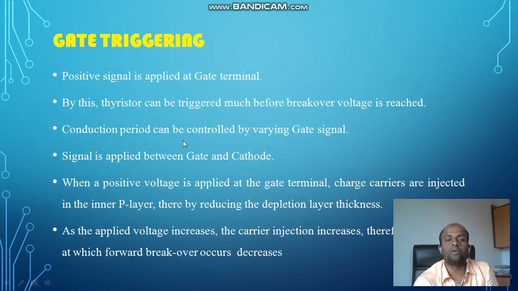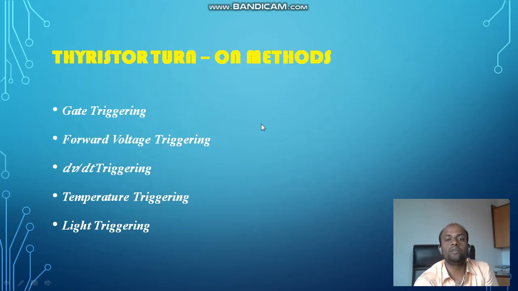Now, what is forward voltage triggering? See, this is gate triggering. A positive signal is applied at the gate terminal. By this, the thyristor can be triggered much before the breakover voltage is reached. How? See here, let me show you.